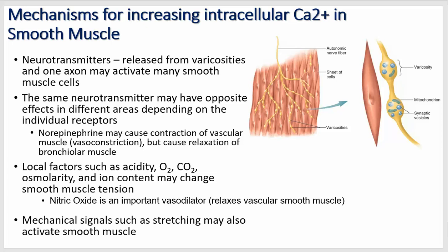Local factors such as acidity, oxygen, carbon dioxide, osmolarity, and ion content can all change smooth muscle tension. I want to point out that nitric oxide is an important vasodilator. Nitrates and things like that can cause relaxation of vascular smooth muscle and help with blood flow. Mechanical signals such as stretching may also activate smooth muscle. An example of that would be in the bladder.